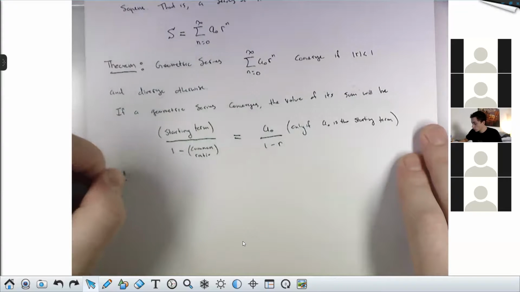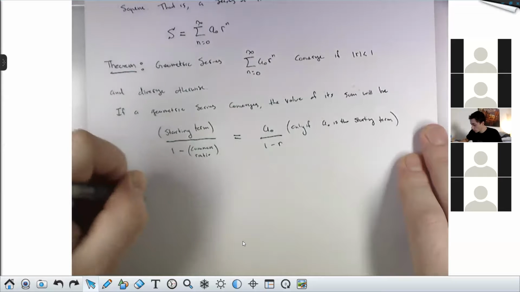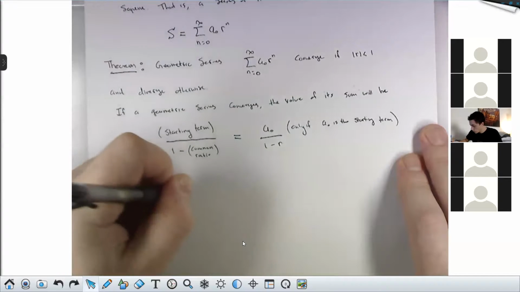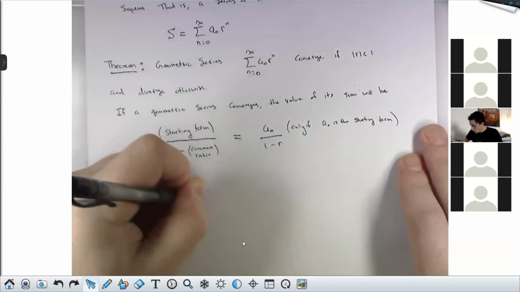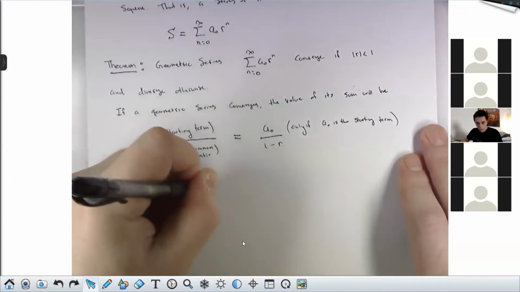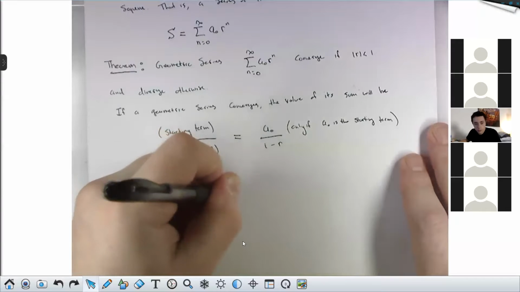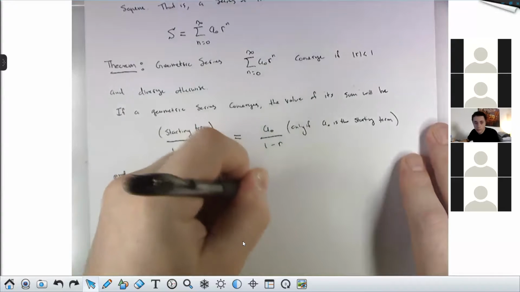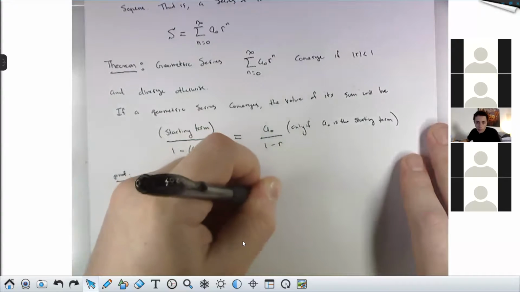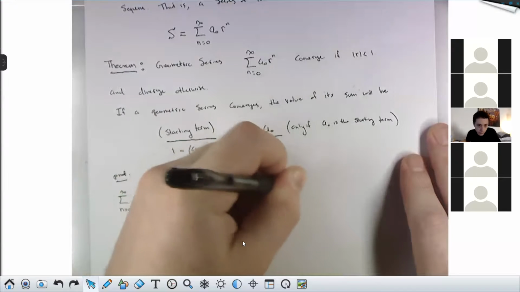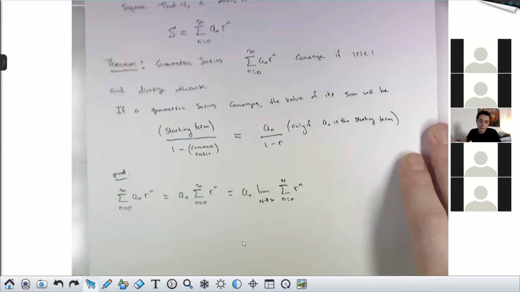Sigma n from 0 to infinity, a naught times r to the n. I can pull out the constant a naught, and I get sigma n from 0 to infinity, r to the n, which is by definition a naught times the limit as capital N goes to infinity, sigma n equals 0 to capital N, r to the little n.